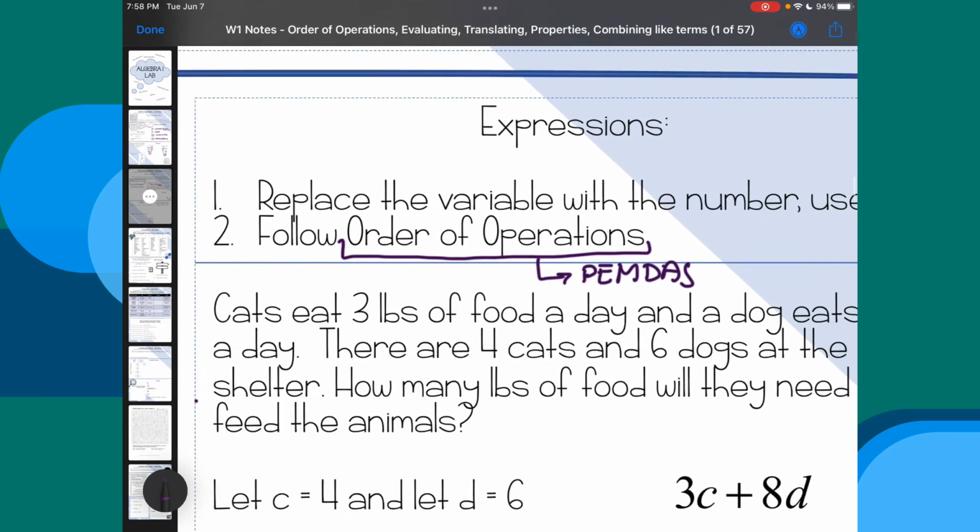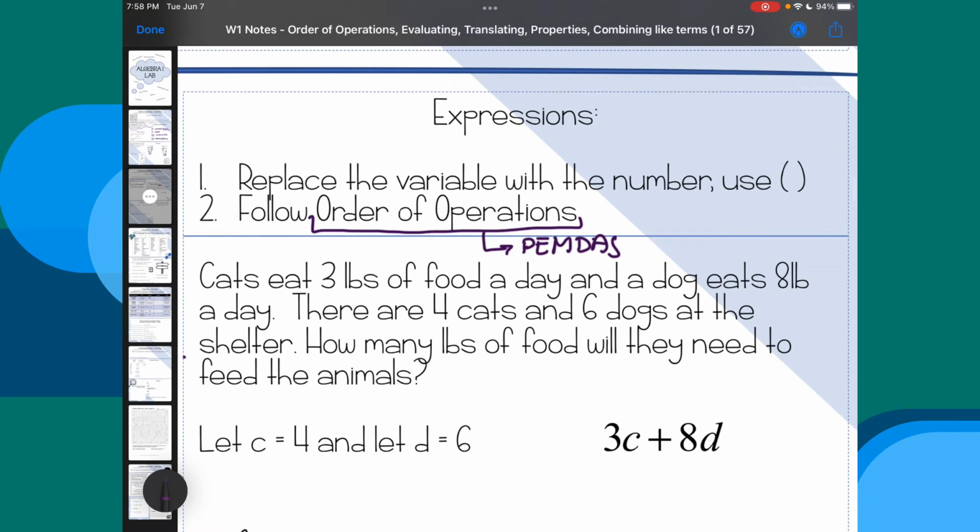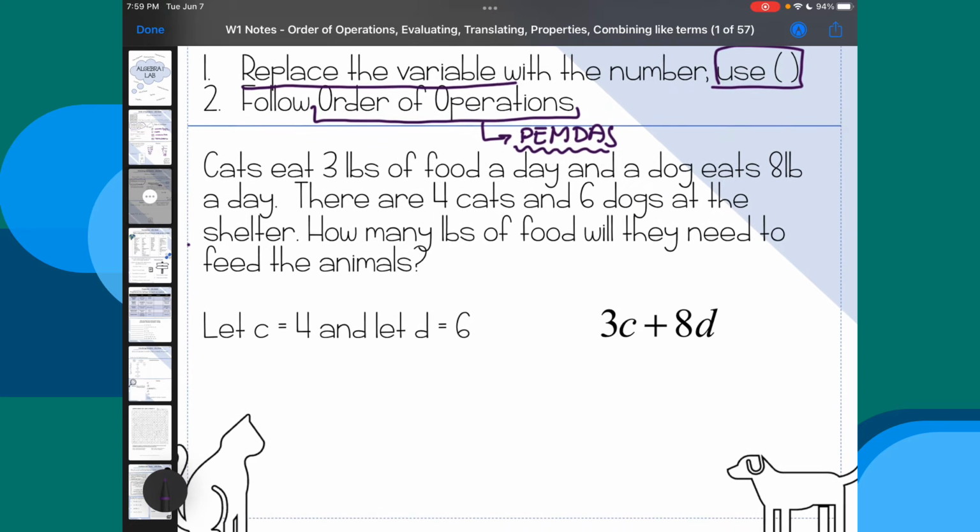When we evaluate expressions, there's two steps. We're going to replace the variable with the number that's given, and we're going to use parentheses to do that, and then we'll follow order of operations. Remember order of operations using the PEMDAS. Let's take a look at example 1.